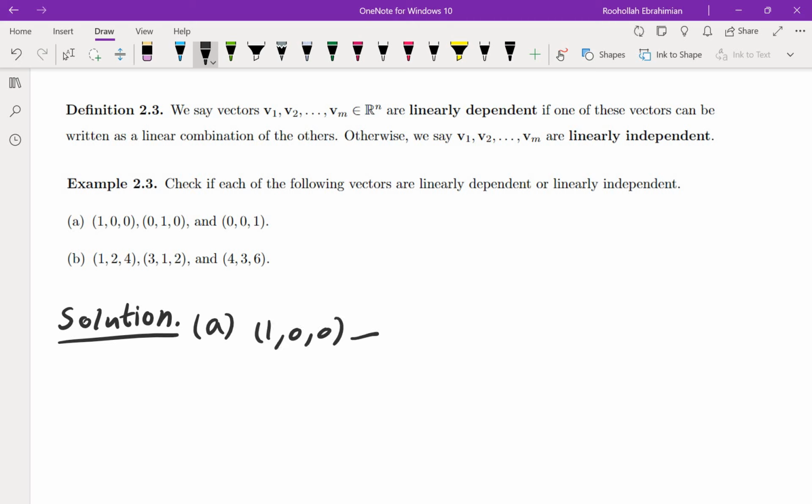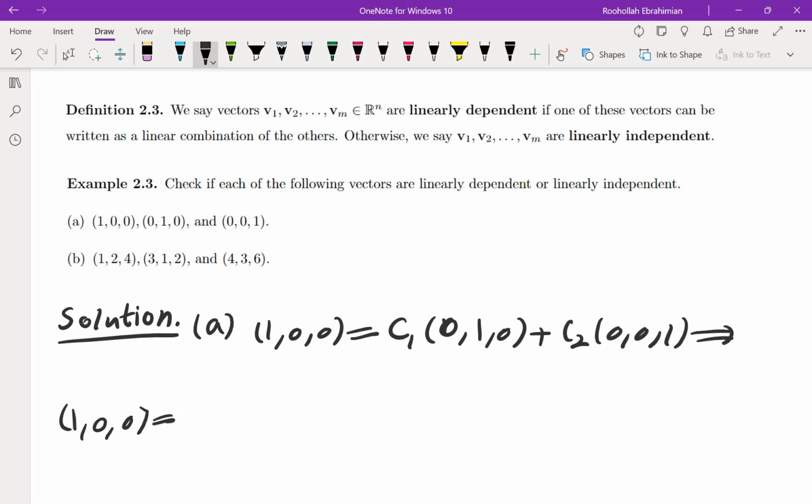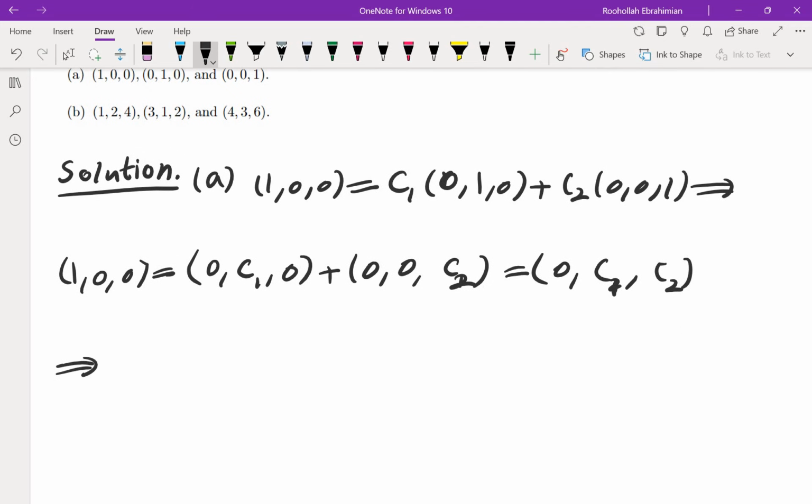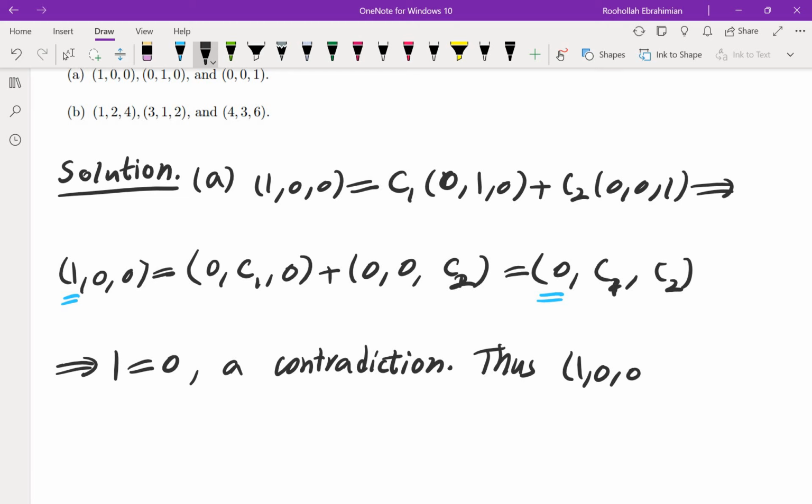(1, 0, 0) equals c1(0, 1, 0) plus c2(0, 0, 1). I want to see if this is possible. (1, 0, 0) equals (0, c1, 0) plus (0, 0, c2), and this is equal to (0, c1, c2). But that tells us 1 equals 0 because the first components must be the same. So that is a contradiction. So that means the first vector cannot be written as a linear combination of the others.